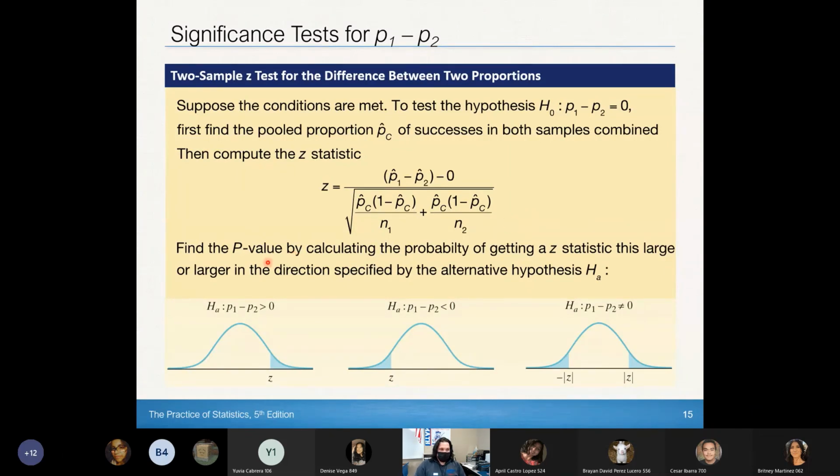We then find the p-value by calculating the probability of getting a z statistic this large or larger in the direction specified by the alternative hypothesis. At this point, essentially, we use that p-value the same way we did in chapter 9. Right? We look at the direction of our alternative and then find the proportion under the curve greater than, less than, or we find one side and double it for the two-sided test. All right. And so then that is our 2 sample z-test for the difference between 2 proportions.